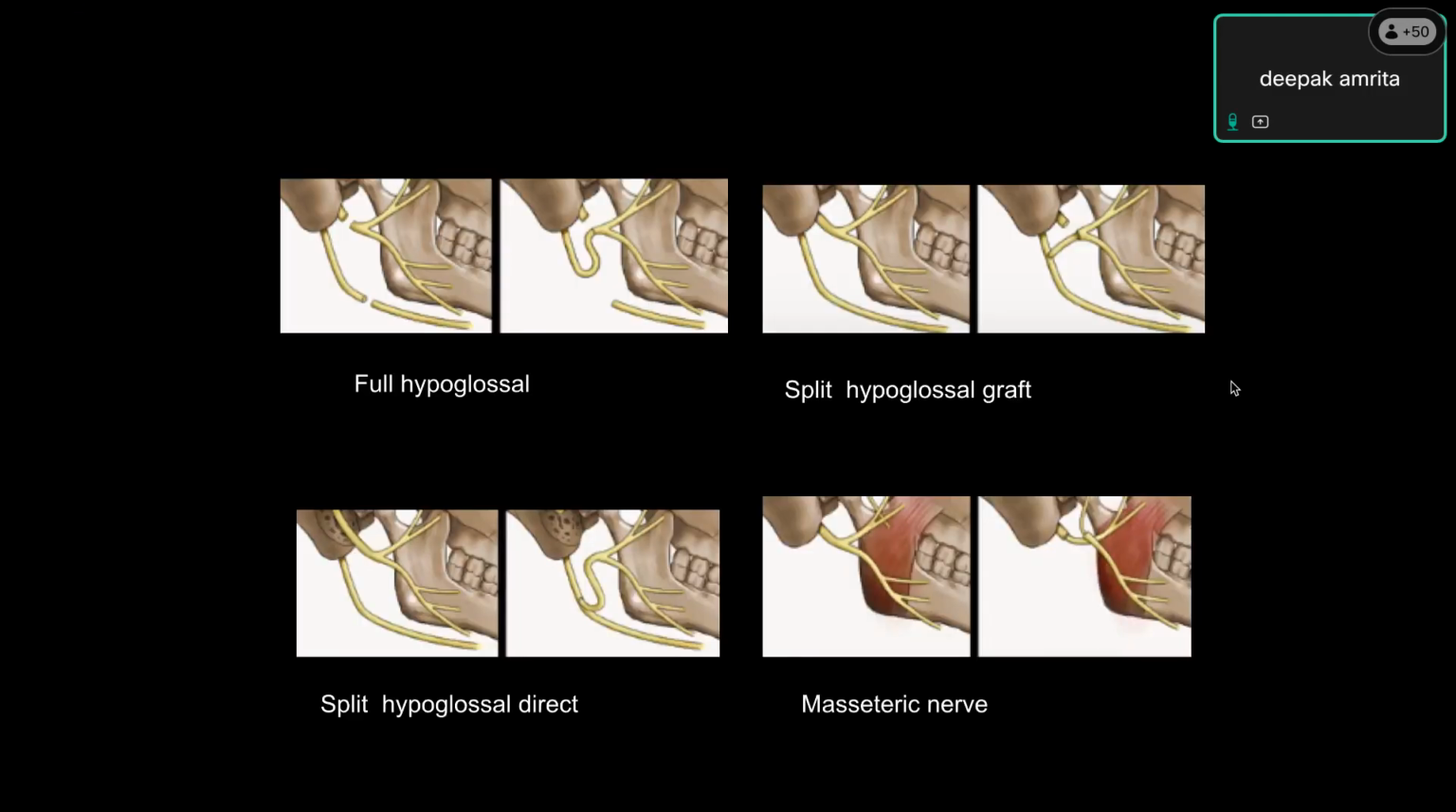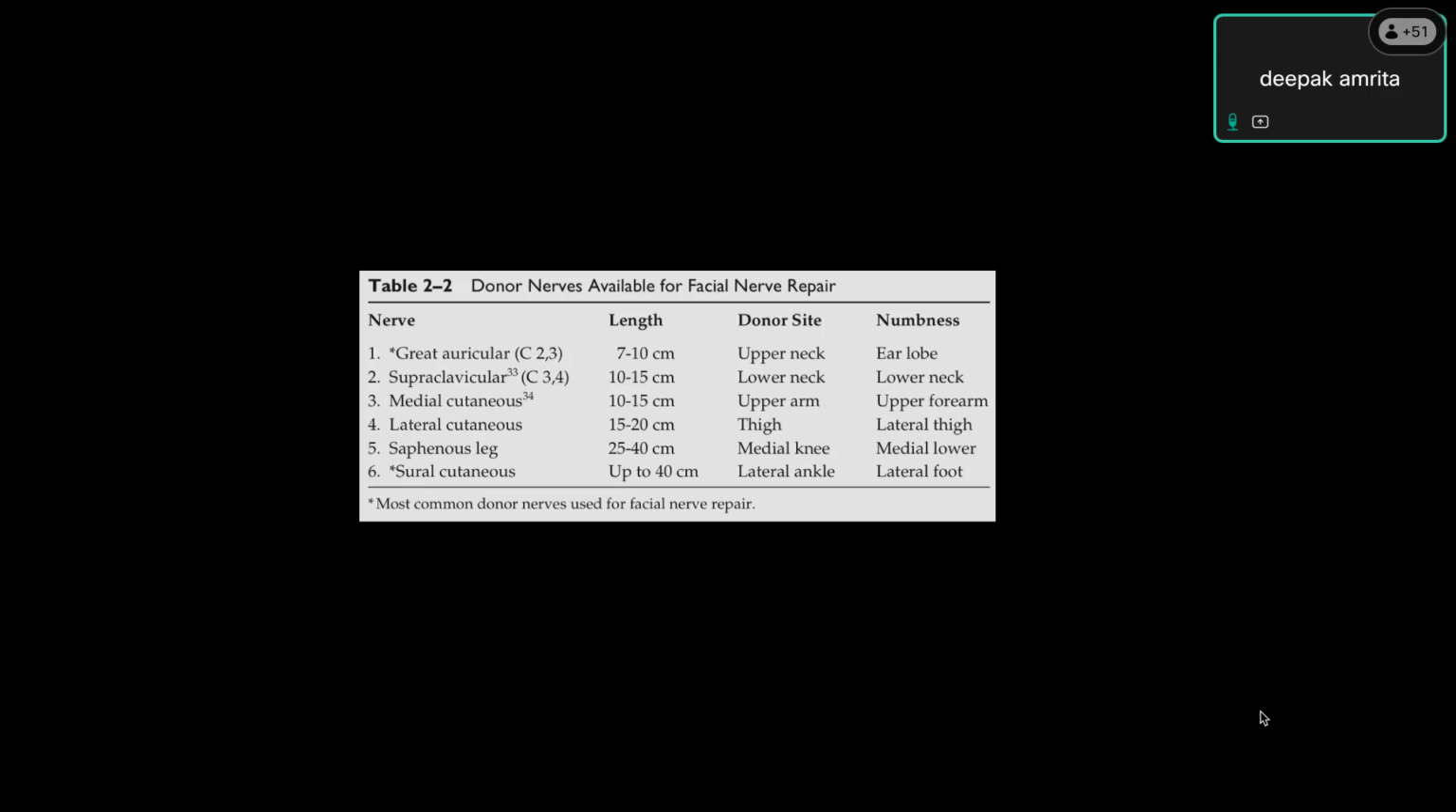So these are the ways that the hypoglossal can be anastomosed to the facial. You have a full hypoglossal, you have a split hypoglossal, which is direct. The first split hypoglossal is a jump, and the last is the masseteric nerve. We will discuss all this in detail in the subsequent lectures.